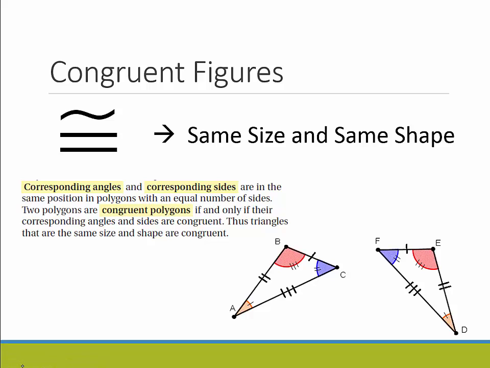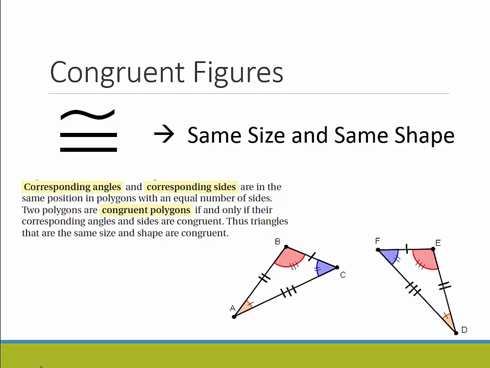Remember, congruent is the equal sign with a squiggle over it, and it means same size, same shape. So you have corresponding angles and corresponding sides in polygons. We're focusing on triangles for this chapter. Two polygons are congruent if and only if their corresponding angles and sides are congruent. Thus, triangles that are the same size and shape are congruent.